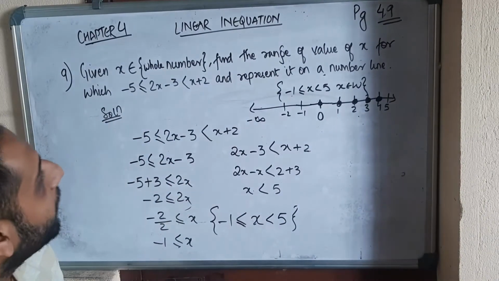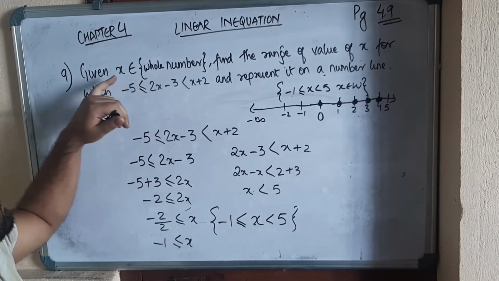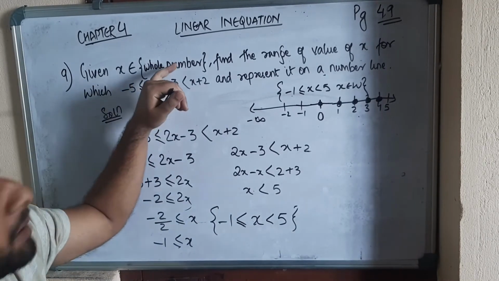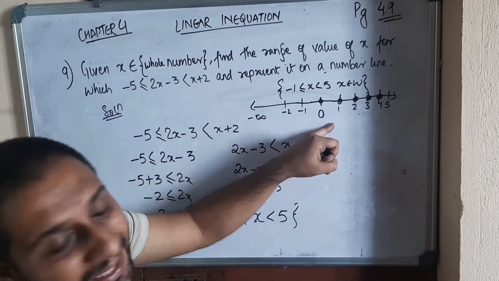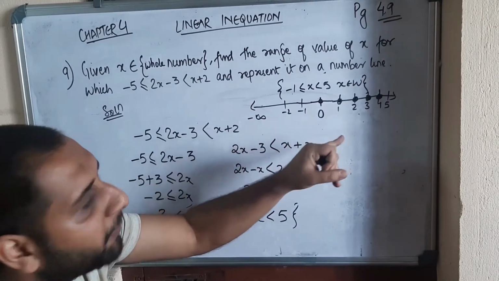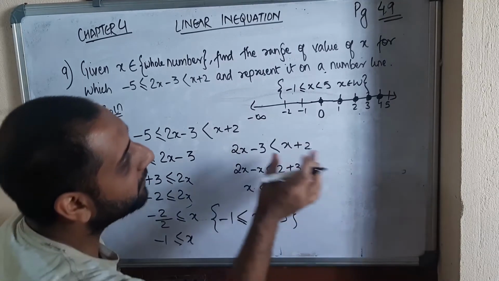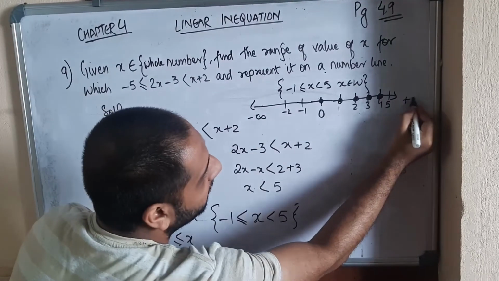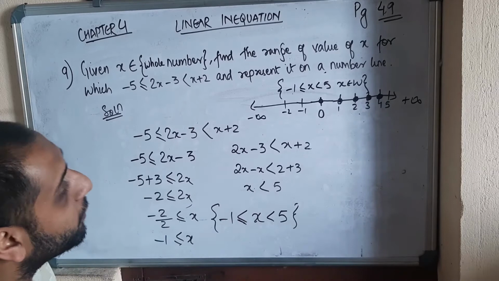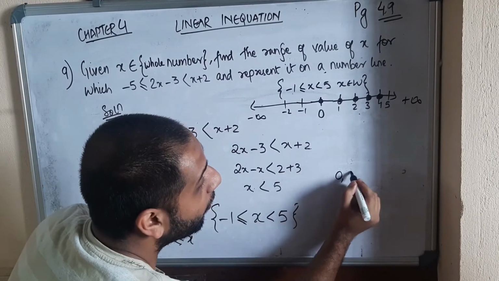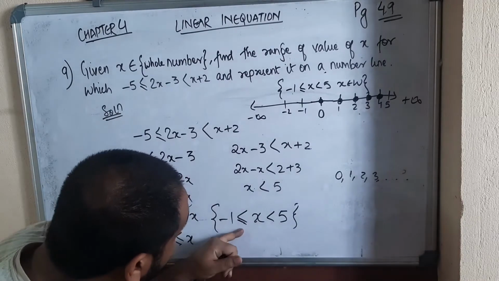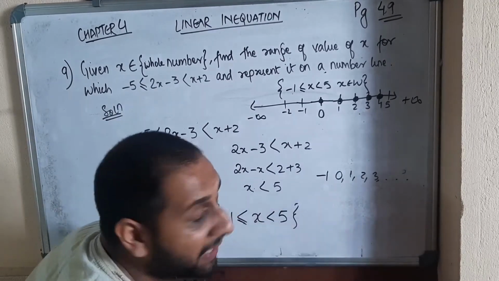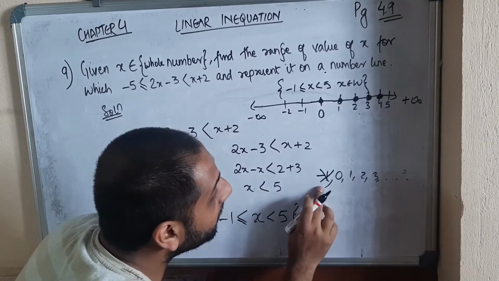Now this is the same question, but I've just changed this. Now here X is an element of whole numbers. By solving, everything remains the same, just the number line graph is slightly different. So you've taken the same number system, minus infinity, plus infinity. Okay, now what are whole numbers? Whole numbers start from 0, 1, 2, 3 and it goes on. But what is the range? We've got minus 1 as well, but minus 1 is not a whole number, so I've not taken minus 1.